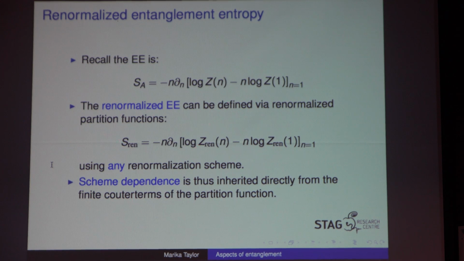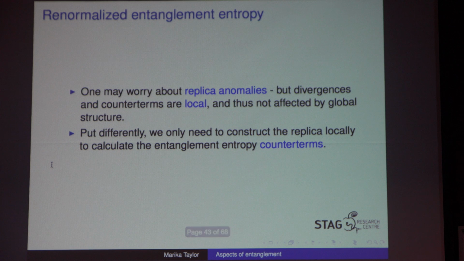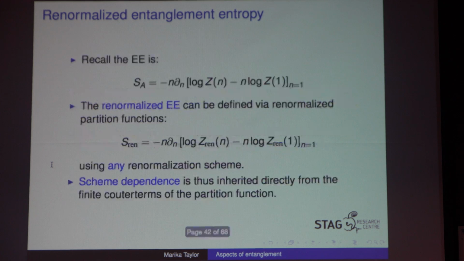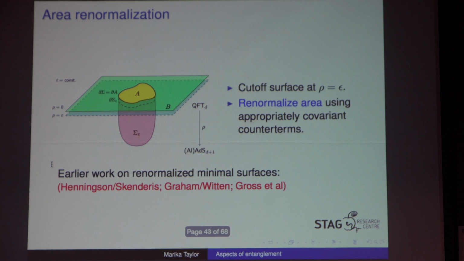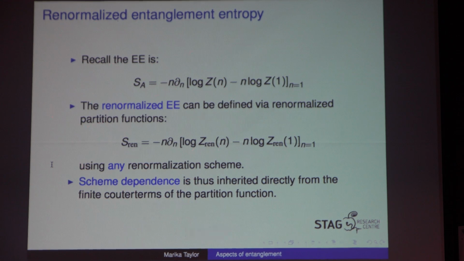And why is this valid? It's valid because you might worry about these replica anomalies. In particular, you may worry that this is not analytic as n goes to 1. But actually, the divergences and the counterterms are really about local behavior, and replica problems with analyticity as n goes to 1 are really associated with global effects. So you really only need to construct the replica locally to calculate the entanglement entropy counterterms. Any possible concerns one has about the replica trick are a non-issue here because it just doesn't come into play.